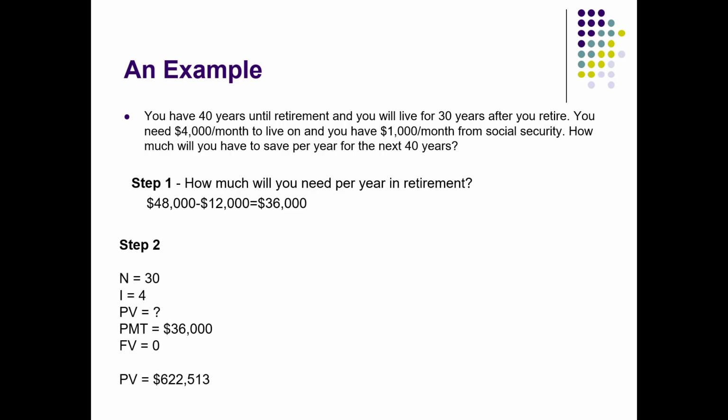The answer is $622,513. That is, you must accumulate $622,513 by the time you retire in order to generate $36,000 per year during retirement.